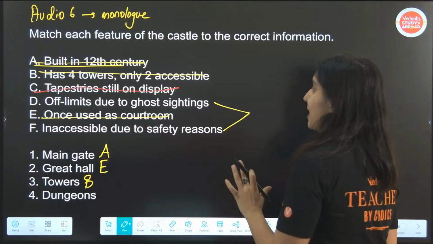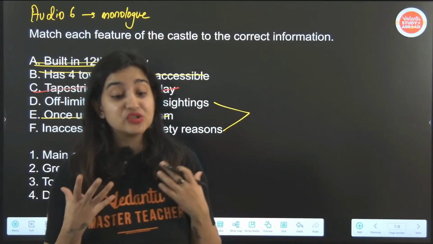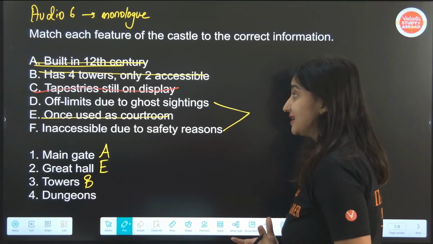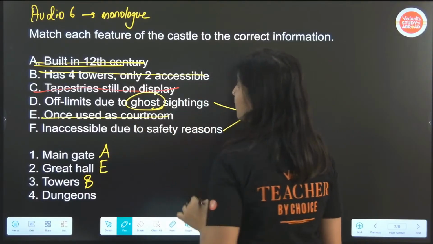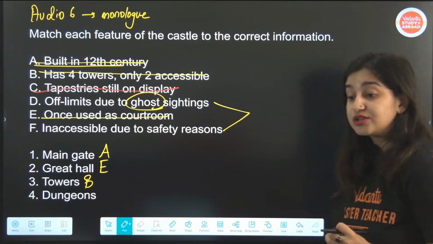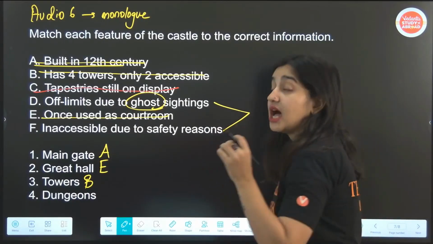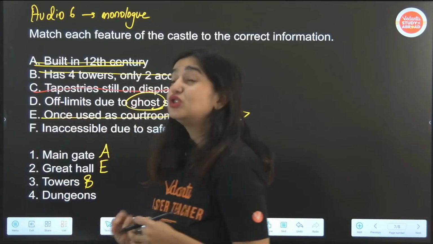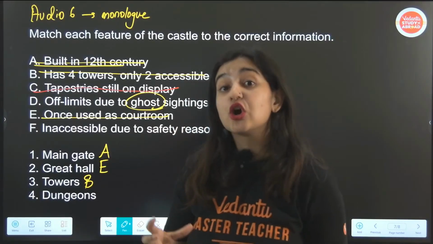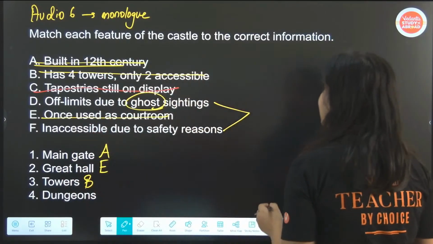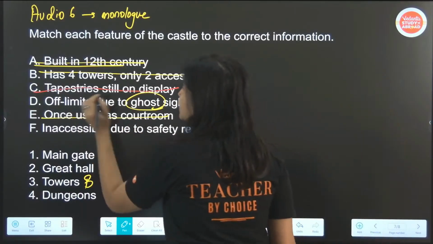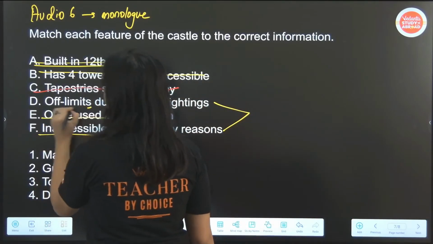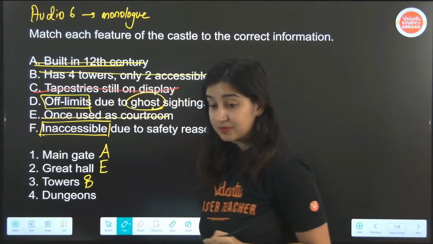Both of them are about the dungeons, but one of them is a very strong distractor. Okay, so now here what the strong distractor is related to the ghost thing. Now the audio specifically said that the dungeons are believed to be haunted. Yes, but they are off limits. They are off limits due to safety reasons, not because of ghosts. So it specifically said that the dungeons are off limit. What is a synonym of off limit? A synonym of off limit here is inaccessible. Off limits and inaccessible mean the same thing.